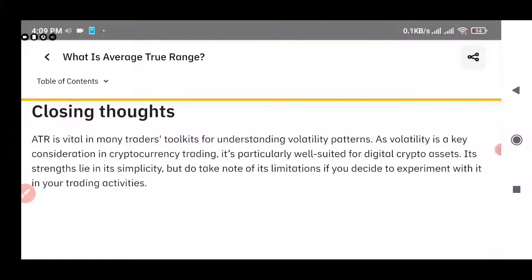Closing thoughts. ATR is vital in many traders' toolkits for understanding volatility patterns. As volatility is a key consideration in cryptocurrency trading, it's particularly well suited for digital crypto assets. Its strengths lie in its simplicity, but do take note of its limitations if you decide to experiment with it in your trading activities.